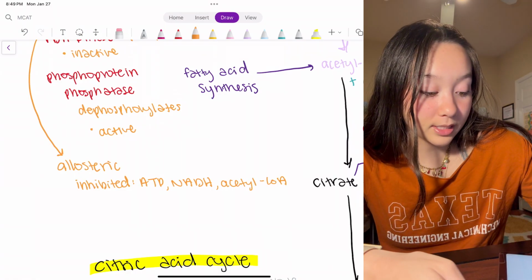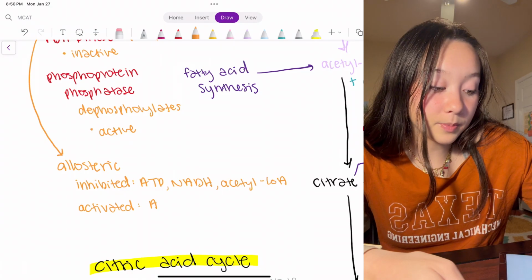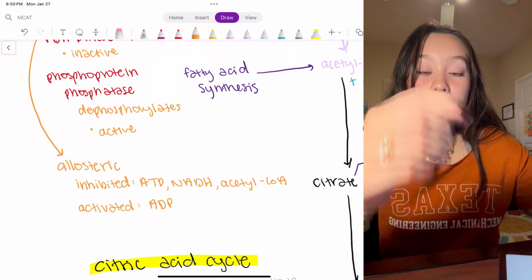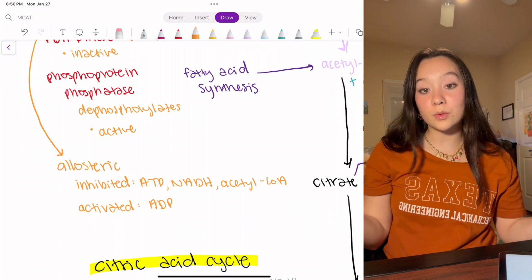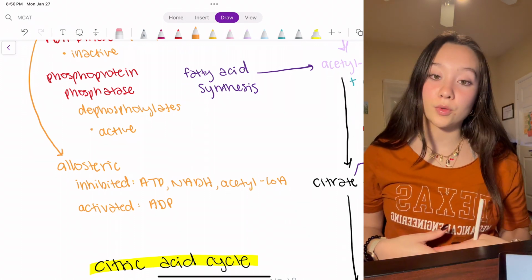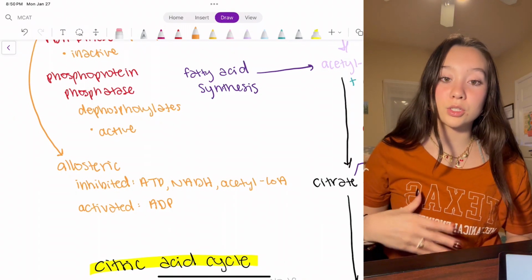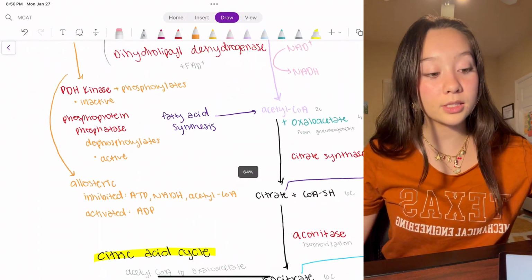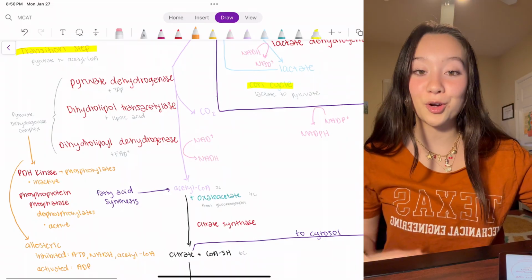Now, this complex is activated by ADP. So if there's a lot of ADP, that means there's not a lot of ATP, which means we need to make more ATP. And we're going to do that by going through the Krebs cycle and going through that transition step. So it's going to activate this complex to hopefully start the Krebs cycle.